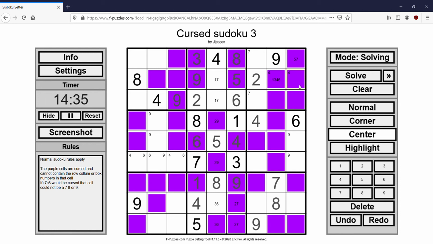Over here, 1, 3, 4, 7, and 8. No, not 8. I'm sorry, 8 is in the row. Okay, it could be worse. I've done some of these things where I've had 6 digits in a box, 7 digits sometimes, and we just keep eliminating them. So let's see, what else can we do here now?